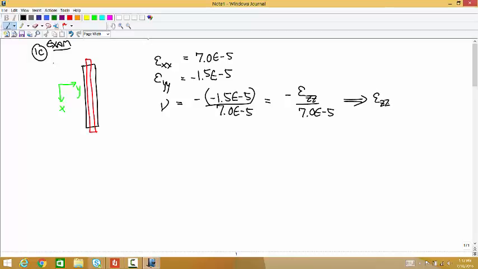So that just tells you that the ZZ strain has to be the same as the YY strain, negative 1.5 times 10 to the minus 5, just because of the way the Poisson's effect works. And so then you can just say negative 1.5 times 10 to the minus 5 is equal to the Z change in length divided by its initial length, 0.008, and then that lets you solve the number.